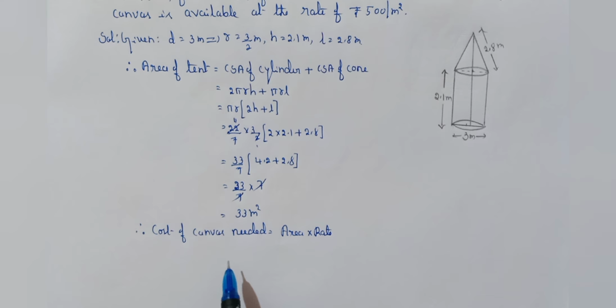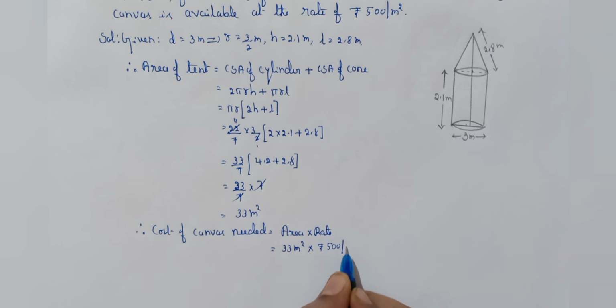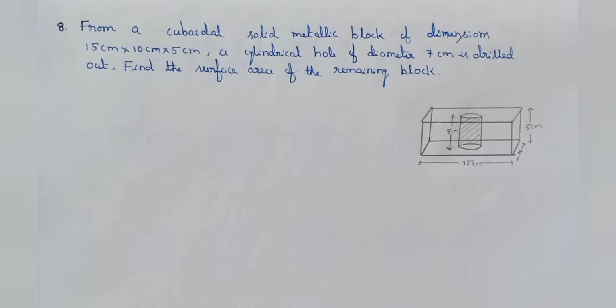Therefore, the cost of canvas needed is equal to area into rate. Area is 33 square meter and the rate is 500 rupees per square meter. 33 into 500 is 16,500 rupees. So, the cost of the canvas needed is 16,500 rupees.